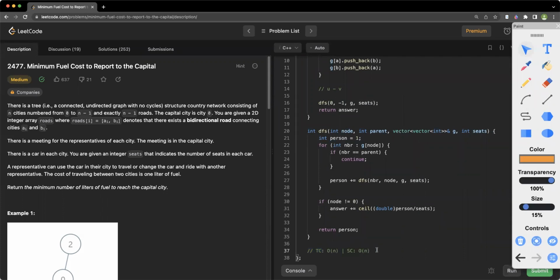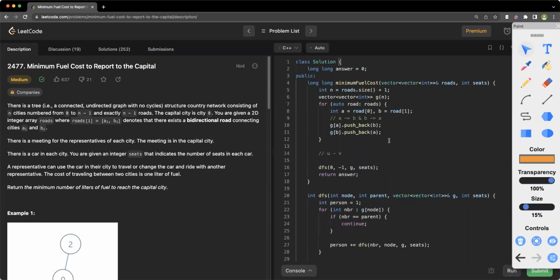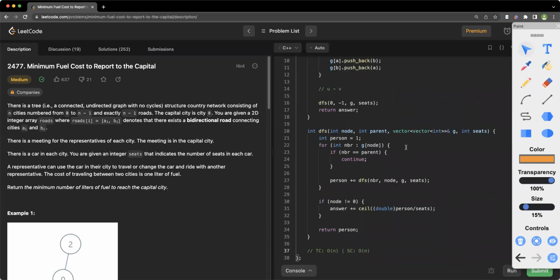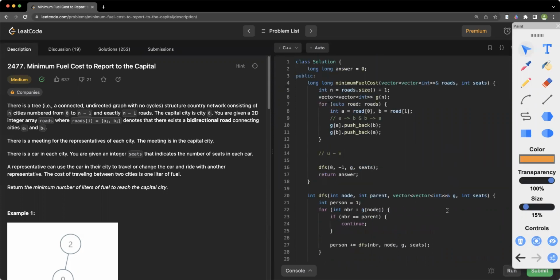I hope you have understood today's solution. It's a classic DFS, and we are just adding another condition over here. Apart from that, everything is similar.